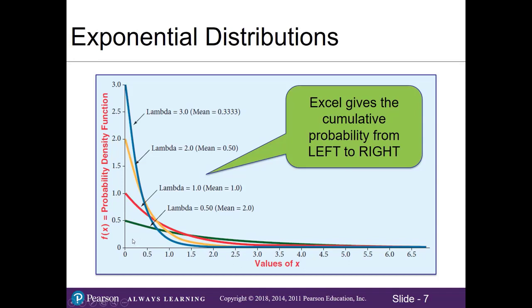Excel gives us the cumulative probability from left to right. You're going to hear this over and over. For all our distributions, Excel is pretty consistent. Whenever we use our Excel functions to find a probability distribution, it reads from left to right.